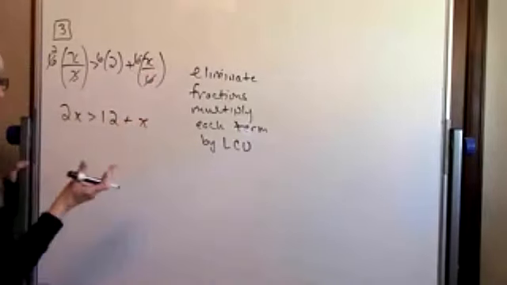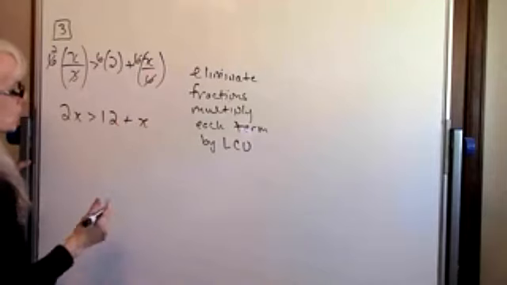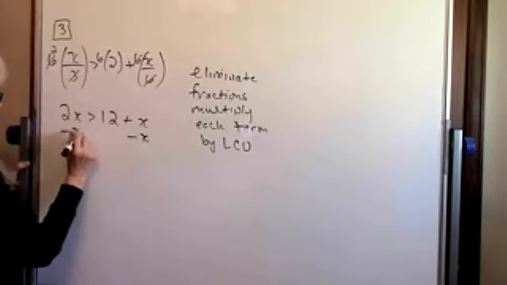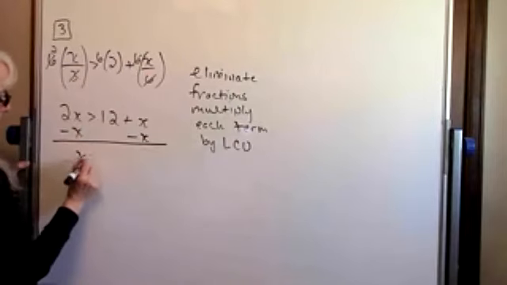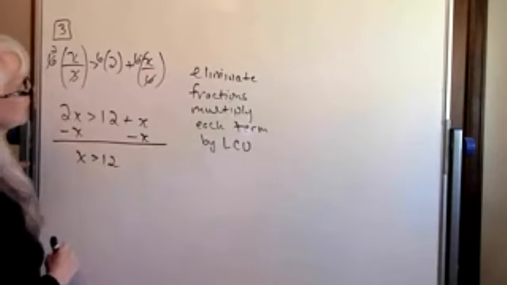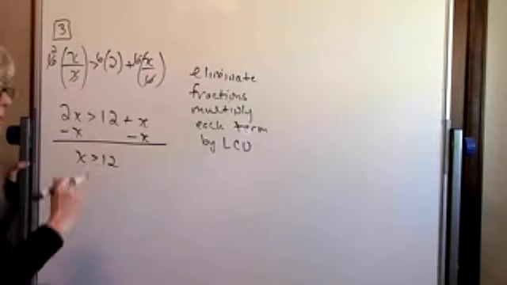And now we've cleared the fractions, which are beautiful. Now we don't have to worry about them. Let's go ahead and move the x. That's going to give me x is greater than 12. So once we got rid of the fractions, it was fairly simple to solve the rest of it.